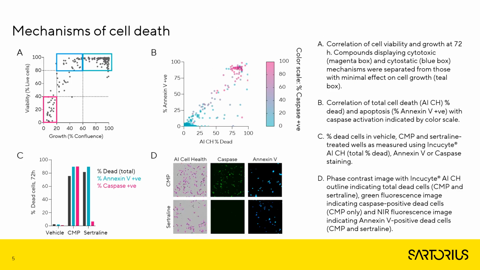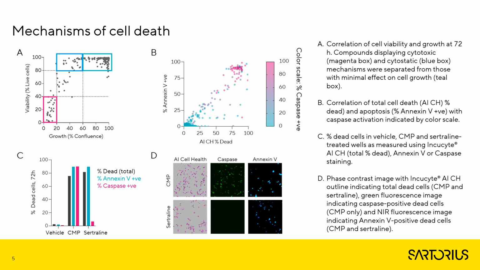The information on compound mechanism of action was then elucidated using correlative analysis. So the compounds we were looking at were separated into either cytotoxic, cytostatic, and non-effective groups. And we did this by examining their cell growth, for which we use the percentage confluence readout, as well as their viability, using the percentage of live cells readout at 72 hours.